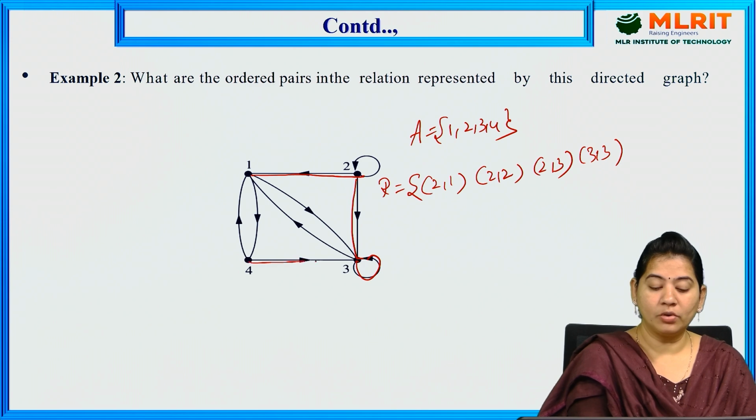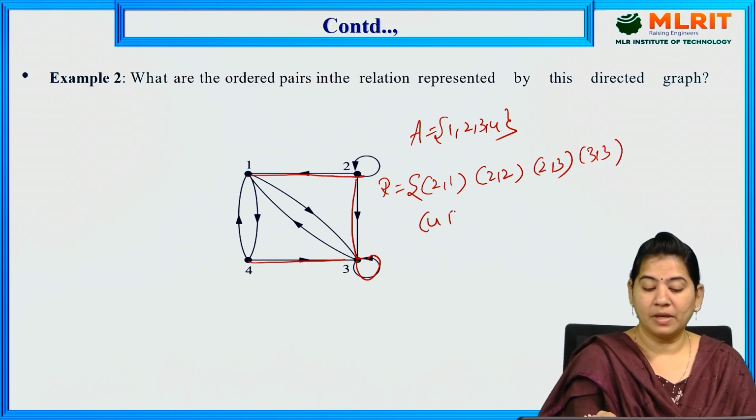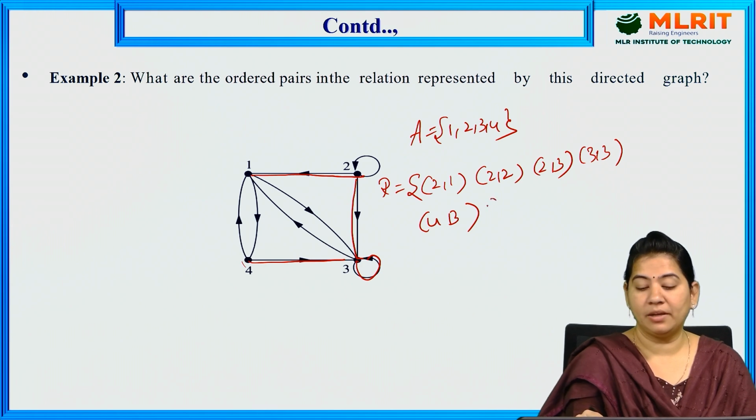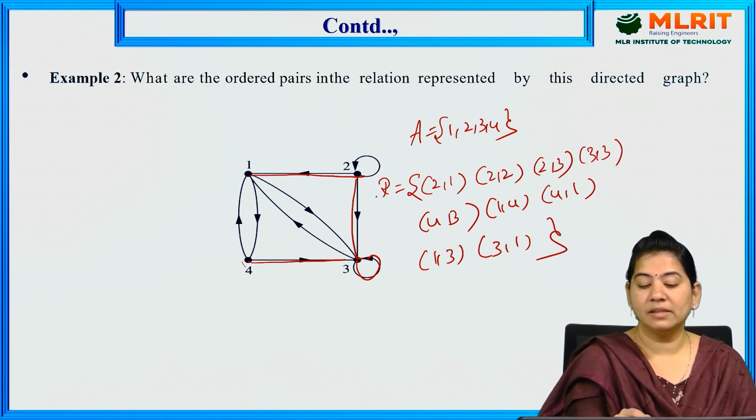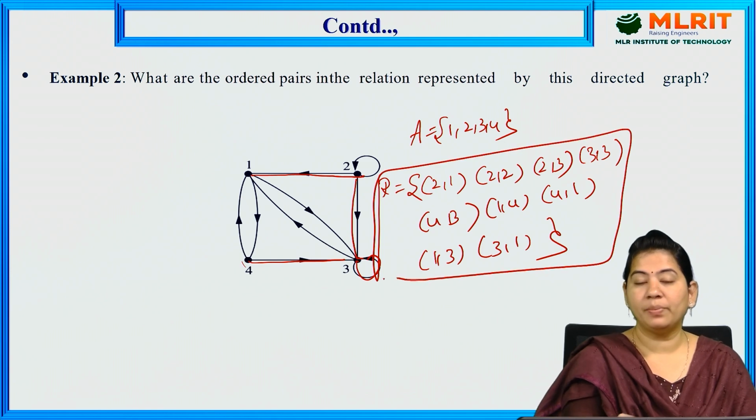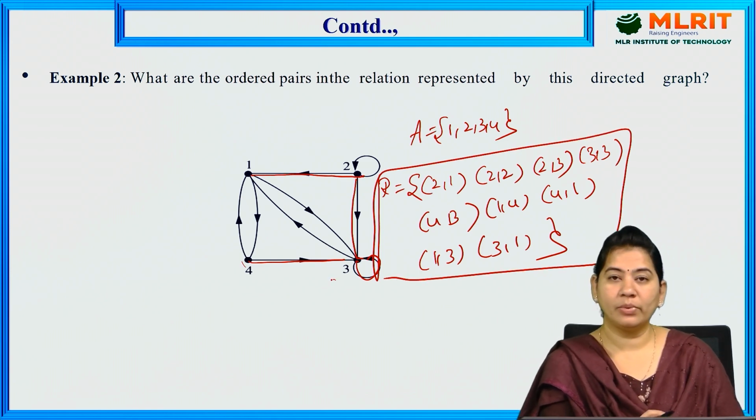Now 4 to 3 is there, 4, comma 3. Now 1 to 4 is there, 4 to 1 is there. So you can write 4, comma 1 and 1, comma 4. And 1 to 3 is there, 3 to 1 is there. So you can write 1, 3 and 3, 1 also. Like this, these are the ordered pairs you will get based on the given graph.